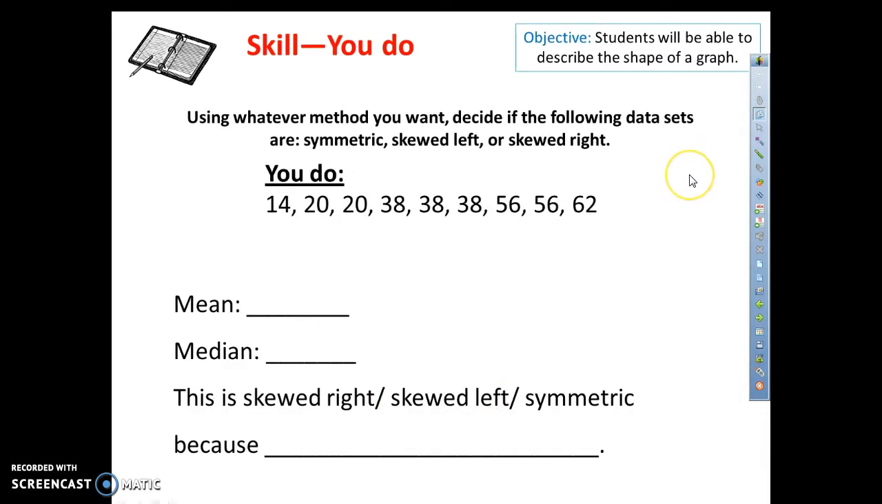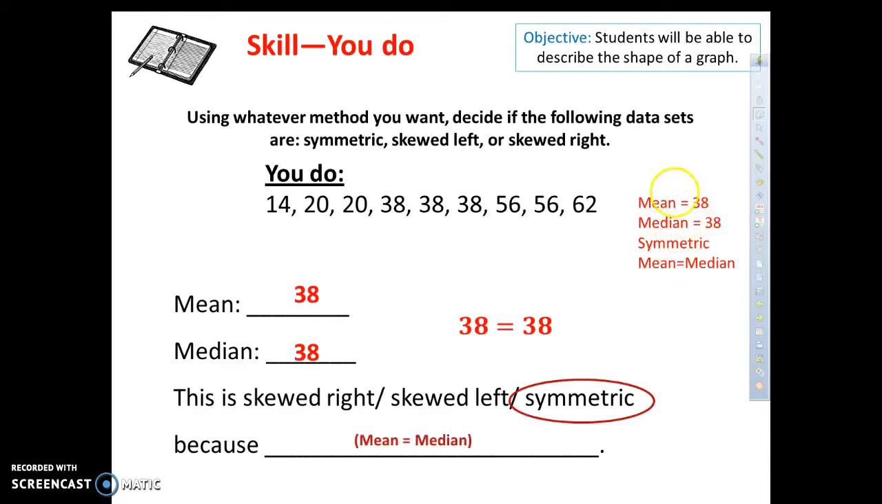I would like you guys to go ahead, please write down these values, write them in order. I want you to try this one on your own. Please pause the video right now and try this guy. Hopefully you've had a chance to try this problem, and you should have gotten 38 for your mean, 38 for your median, which is exactly equal. When I have this, this is a symmetric case. This data set is symmetric because the mean is equal to the median.